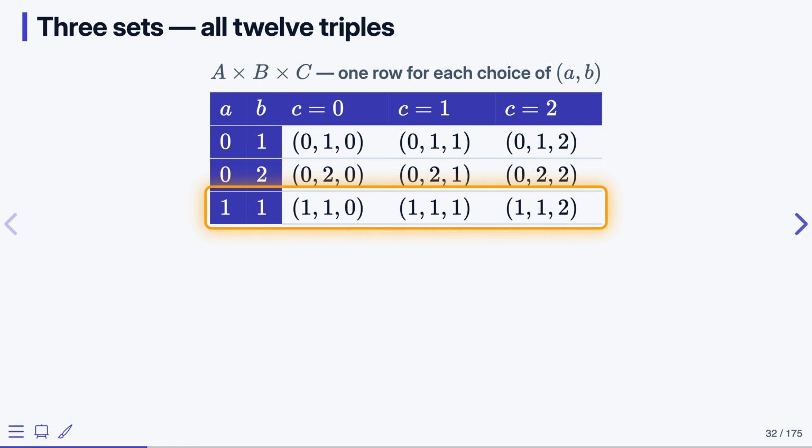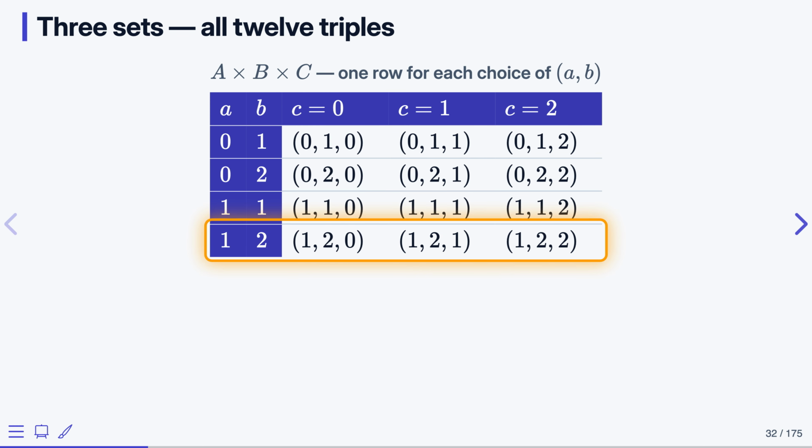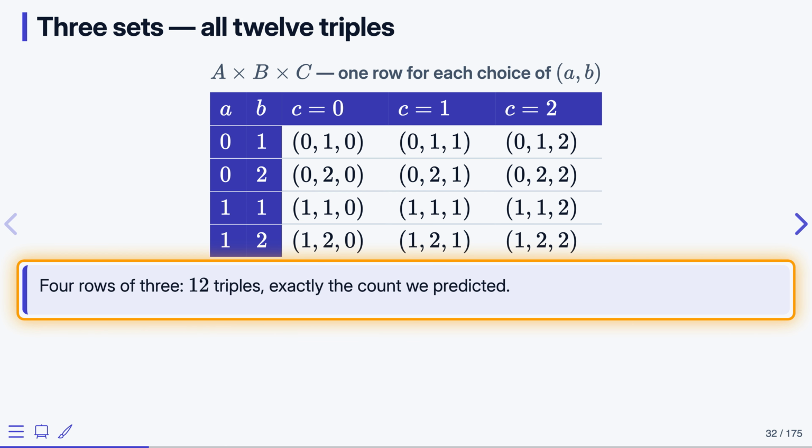Row 3. The first entry is 1 and the second entry is 1. That gives 1,1,0; 1,1,1; and 1,1,2. Row 4. The first entry is 1 and the second entry is 2. That gives 1,2,0; 1,2,1; and 1,2,2. Count what we have. 4 rows of 3 is 12. That matches the count we predicted, so nothing was missed and nothing was written twice.